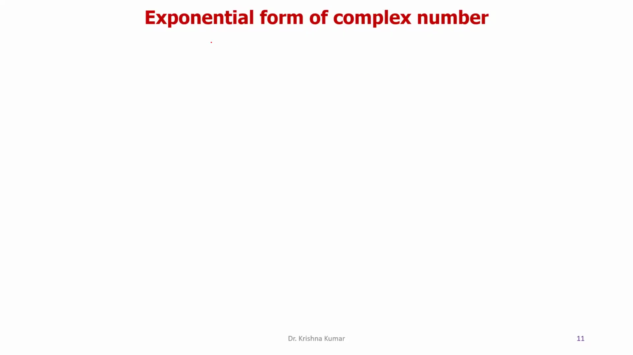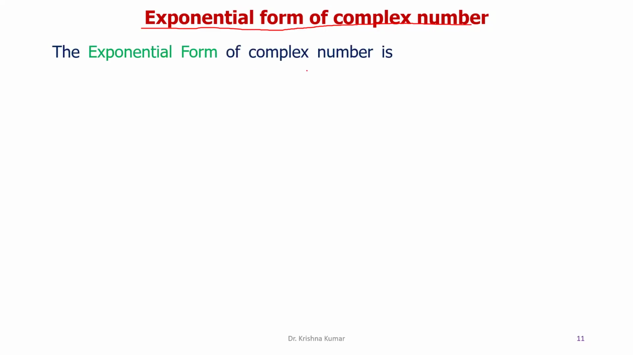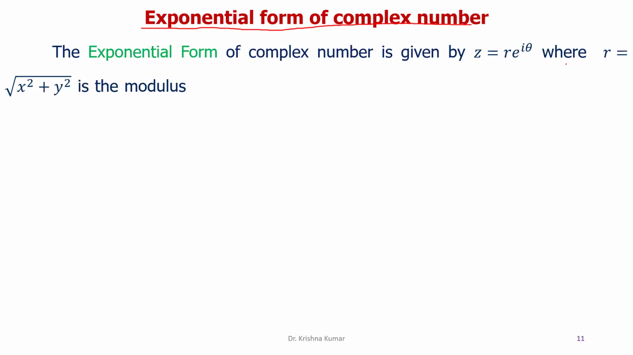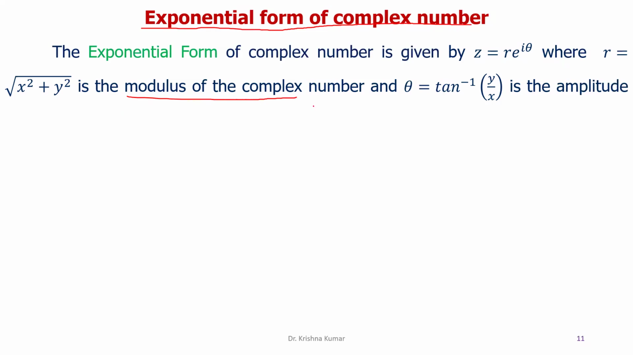Now, the third form of a complex number is the exponential form of a complex number. The exponential form of complex number is given by z is equal to r e to the power i theta, where r is equal to root over x square plus y square, the modulus of the complex number, and theta equal to tan inverse of y by x is the amplitude or argument of the complex number.